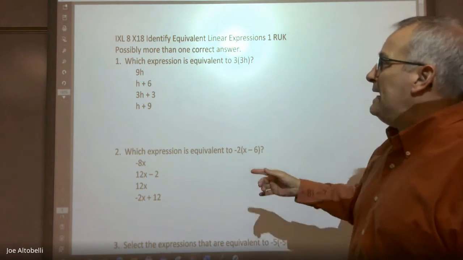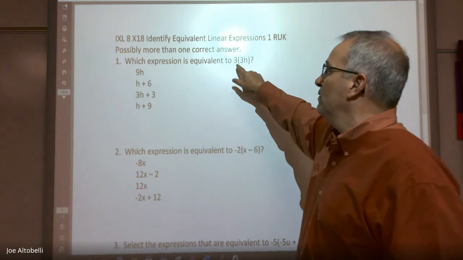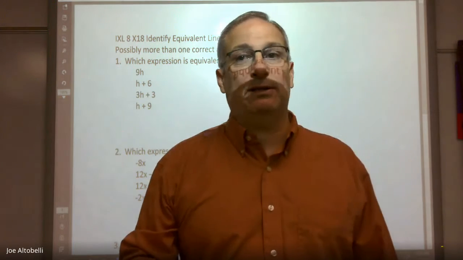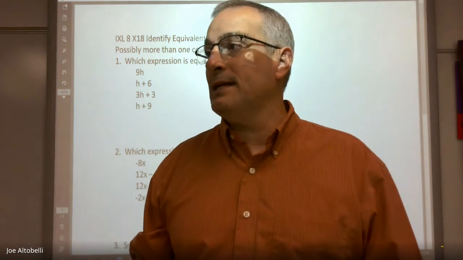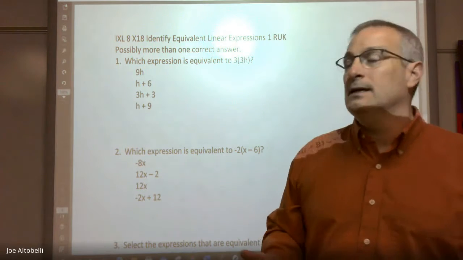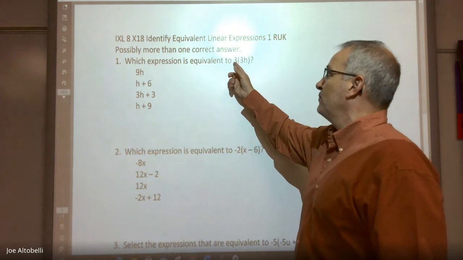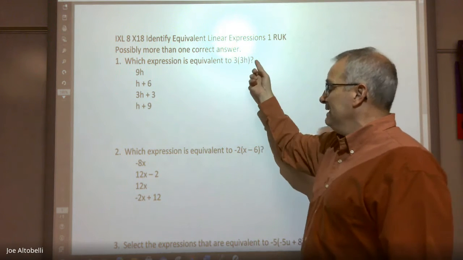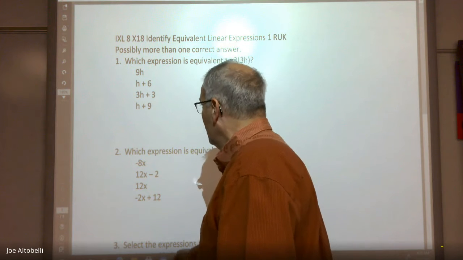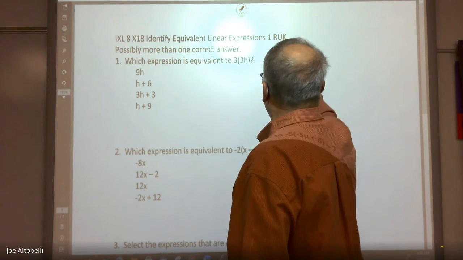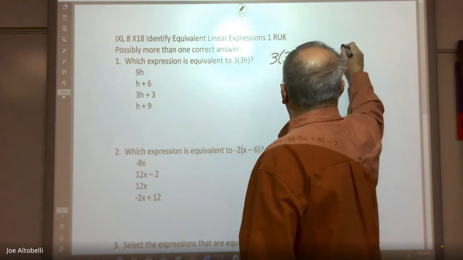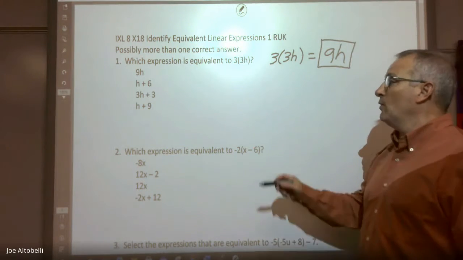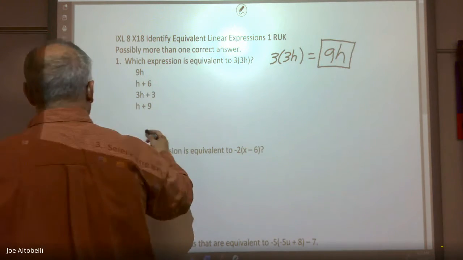So when you're looking at this problem, which expression is equivalent, what you need to do is simplify each expression if you need to, before you can tell if they're equivalent. Okay, for example, this is 3 times 3h. Everybody should know that this can be simplified: 3 times 3h is equal to 9h. Okay, so what you're looking for over here is 9h.